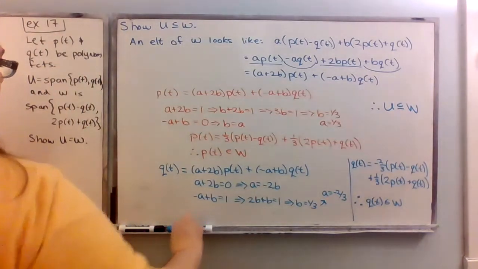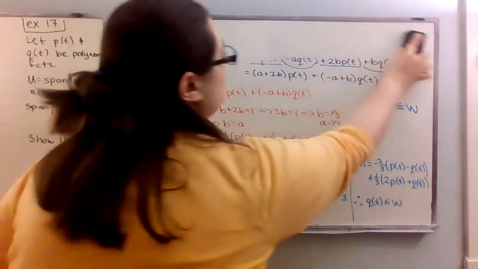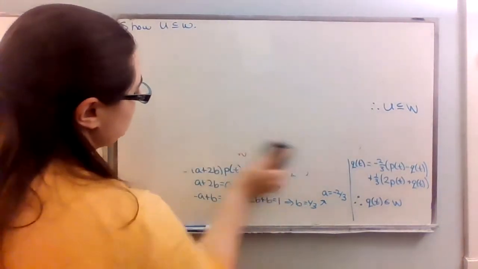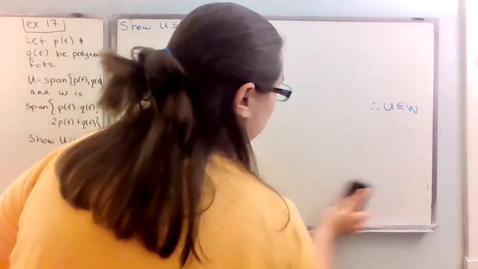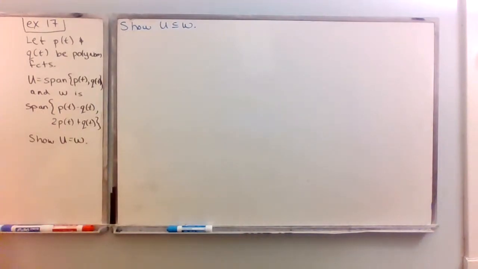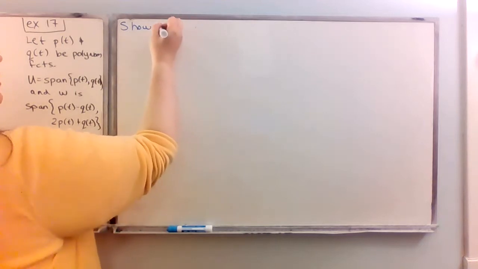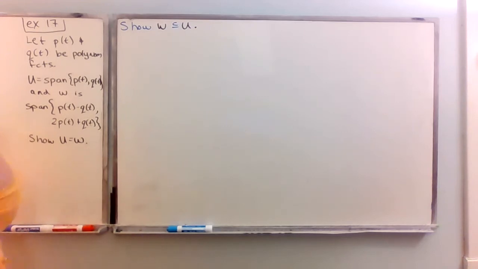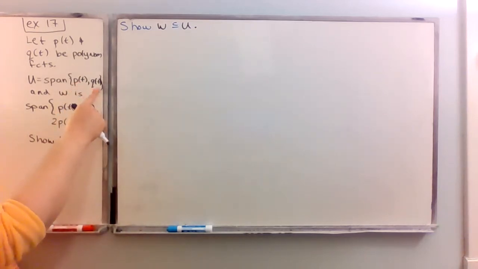To finish this example, we have to show containment in the other direction. So now, instead of showing that U is contained in W, we have to show that W is contained within U. And like I said, I did the really tough one first, so this one should be much easier. This is much easier because the elements of U are just P and Q.